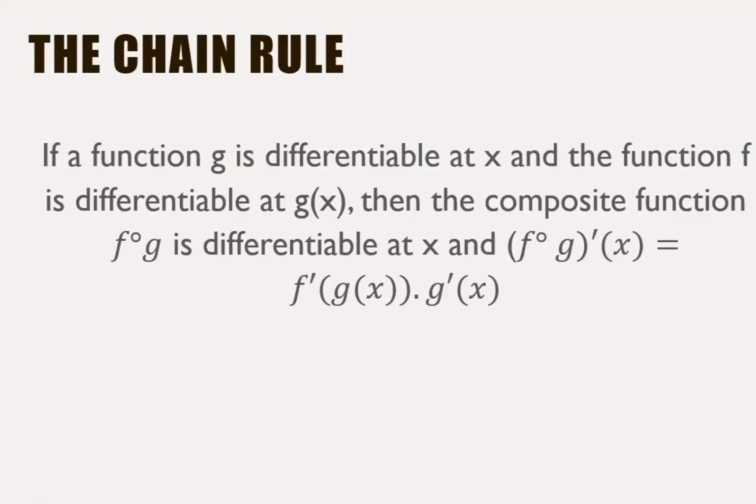In the chain rule, if you're going to find the derivative of a function, it is not just a single function, but a composite function, a composition of functions. If a function g is differentiable at x and the function f is differentiable at g of x, then the composite function f of g is differentiable at x. So (f of g) prime of x is equal to f prime of g of x times the derivative of g of x, the derivative of your inner function.